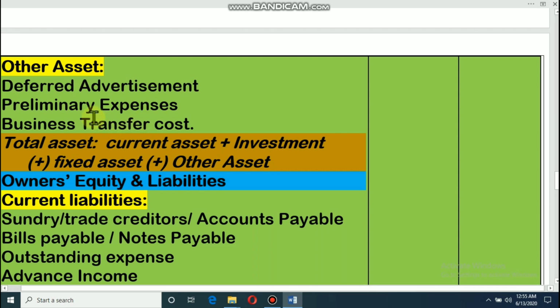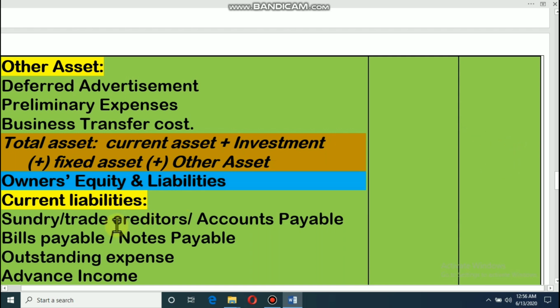So dear student, now we will find the total asset. At first we will write current asset, then investment, then fixed asset, then other asset. These four types of asset will be added. We will write here, it is the total of asset.